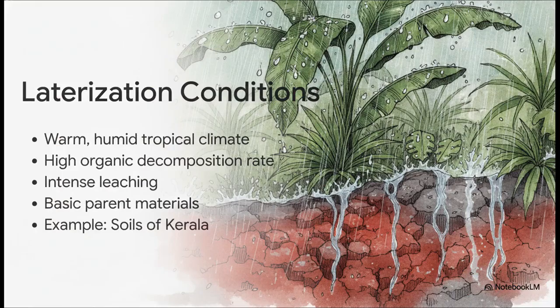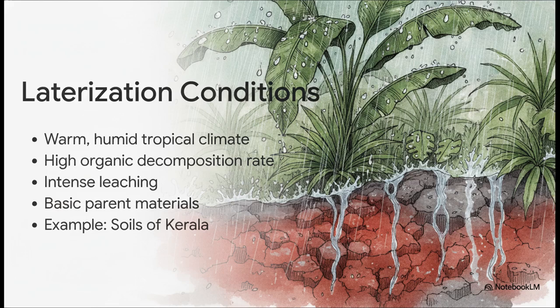While cold forests bleach the soil, tropical heat and arid deserts trigger entirely different chemical reactions. In stark contrast to podzolisation, we have laterization. This happens in warm, humid tropical climates. We're talking 25 degrees Celsius and massive rainfall, up to 2,500 millimeters, right under the tropical rainforests.